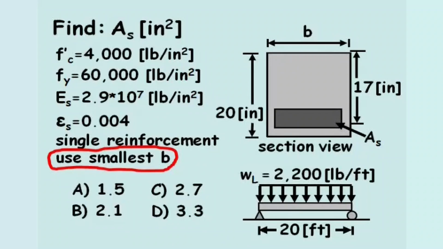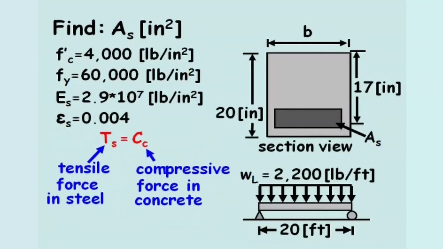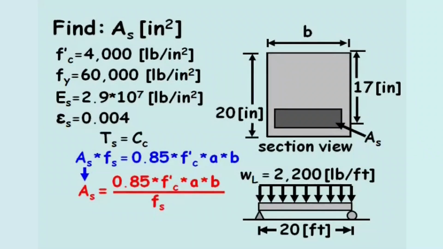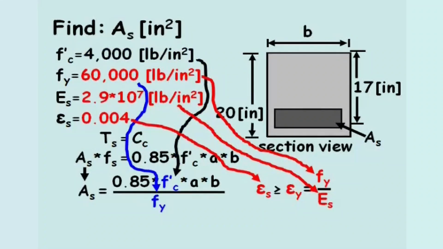From axial force equilibrium, we know that the tensile force developed in the steel equals the compressive force developed in the concrete. If we isolate the area of steel term, the area of steel equals 0.85 times F'c times A times B divided by Fs. In this equation, we know the compressive strength of concrete equals 4,000 pounds per square inch. We also know that the stress in the steel equals the yield stress in the steel because the strain in the steel is at least the yield strain in the steel.